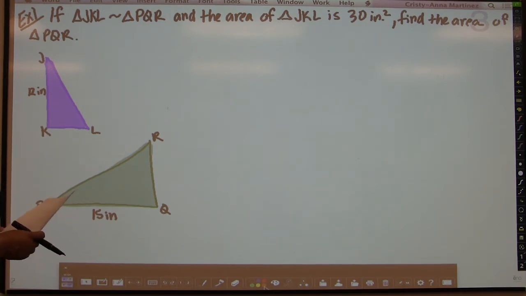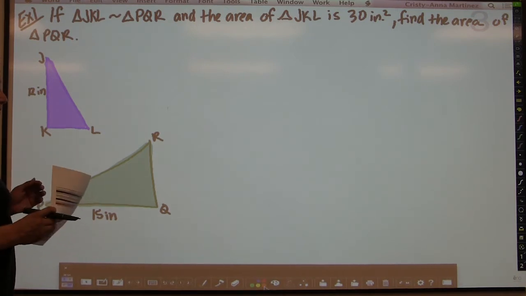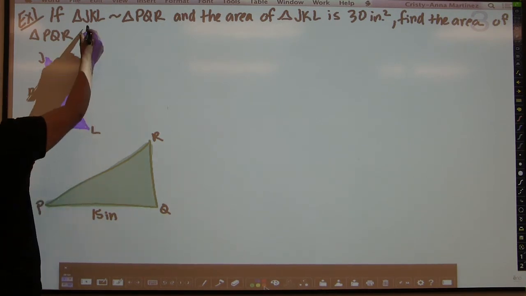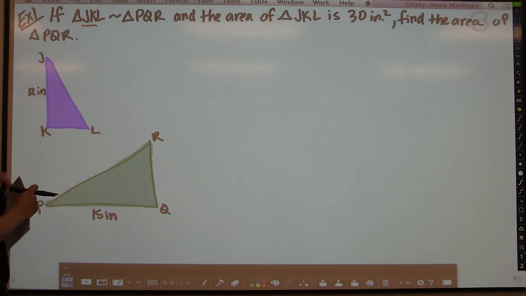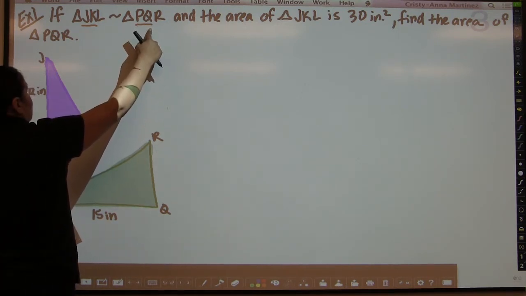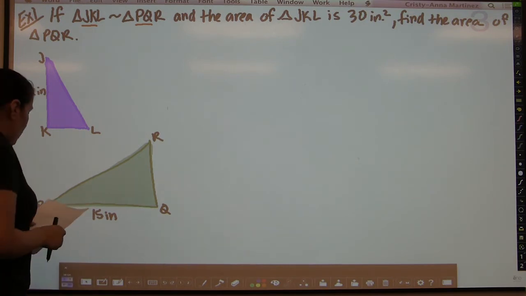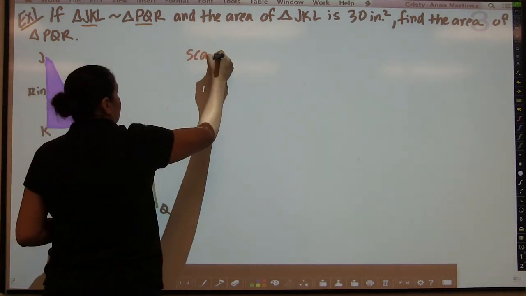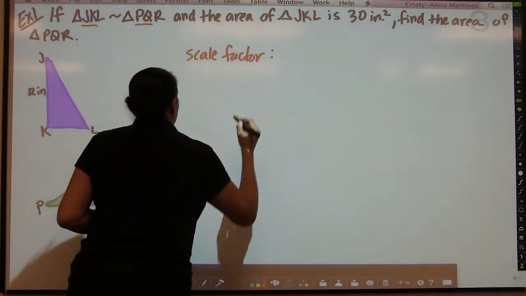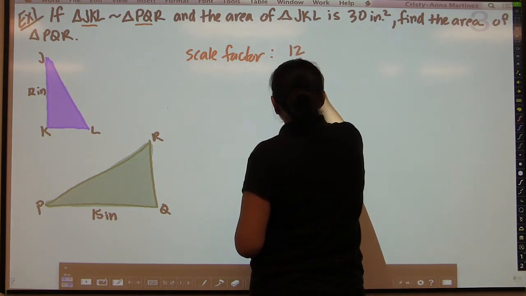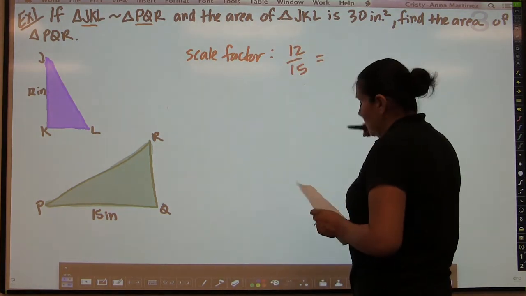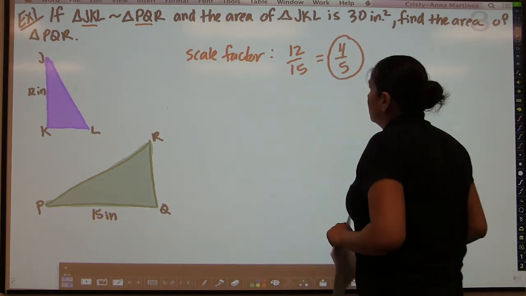Example 1 says, if triangle JKL is similar to triangle PQR, and the area of triangle JKL is 30 square inches, find the area of triangle PQR. The first thing we have to do is find the scale factor. To find the scale factor, we have to have corresponding sides. JK is given here as 12 inches, and because they're in the same position, PQ is the side that corresponds to JK in the green figure. PQ is 15 inches. So our scale factor will be the ratio of 12 to 15, which can be reduced because 3 goes into both of those numbers. So we get 4/5. My scale factor is 4/5.